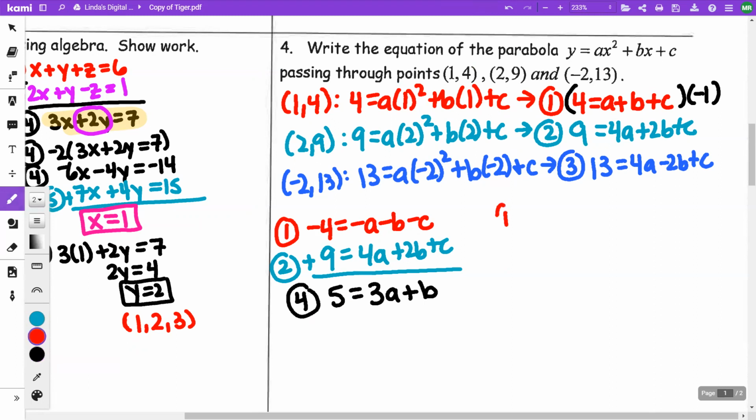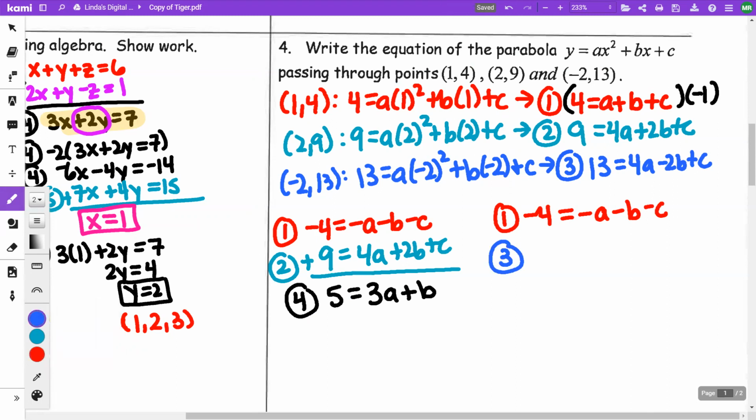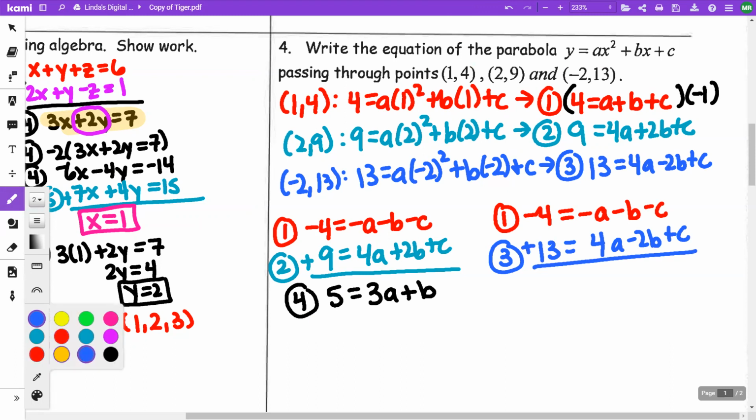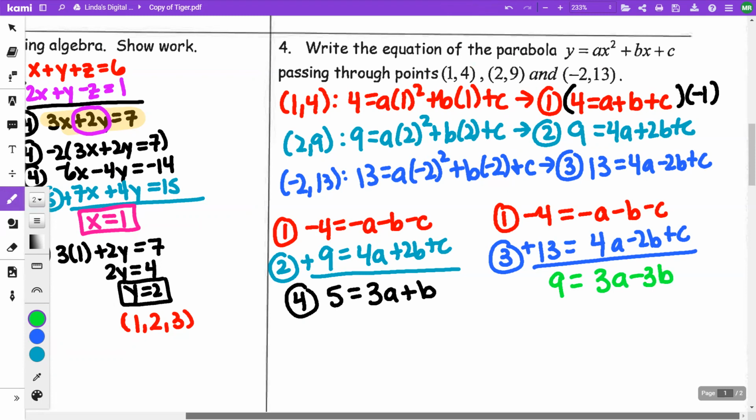I'm going to take equation 1 again, the one that was multiplied by a -1, so -4 is equal to -a minus b minus c. I'm going to use it with equation 3. So I have 13 is equal to 4a minus 2b plus c. And I am going to end up getting 9 is equal to 3a minus 3b. Now this is going to be equation 5.